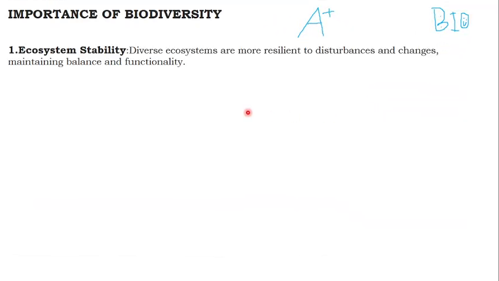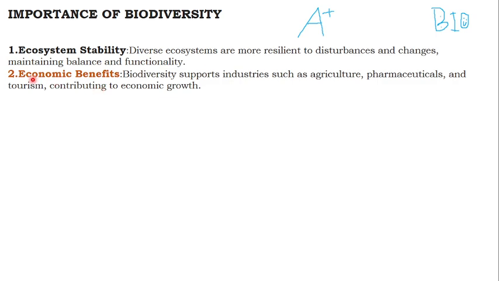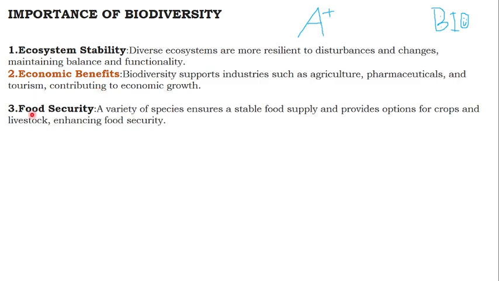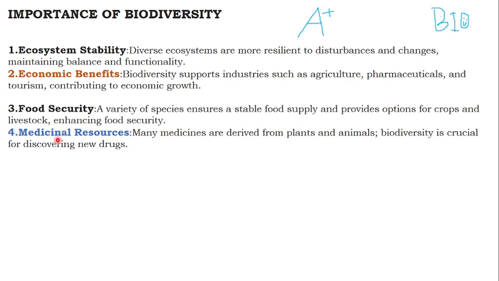So let me continue to the next point: economic benefit. Biodiversity supports industries like agriculture, making drugs, pharmaceuticals, and tourism, contributing to economic growth. I hope these importances are understandable. Then there is food security. Once you have plants and animals, you are going to get food. There is no problem of famine, the crops are there. There are medical resources. As I said, many medicines are derived from plants and animals. Biodiversity is crucial for discovering new drugs.